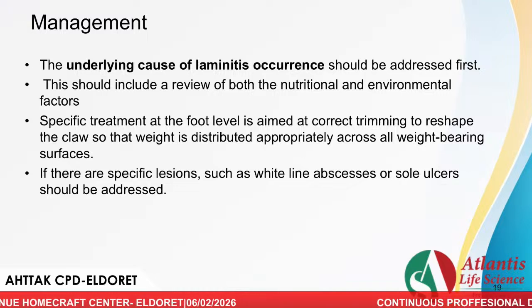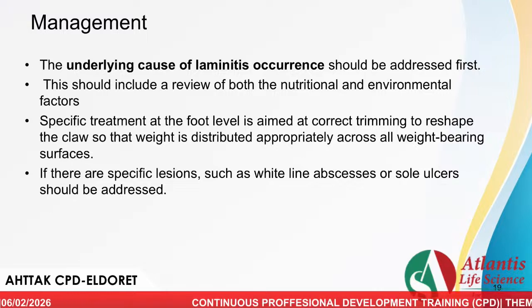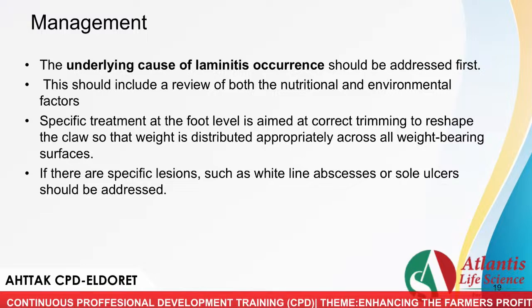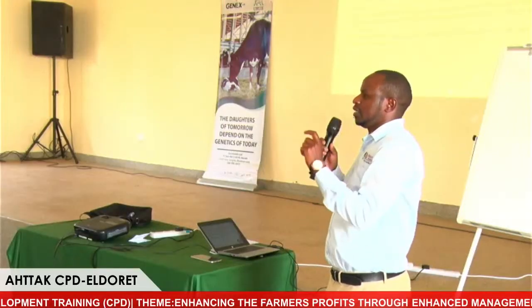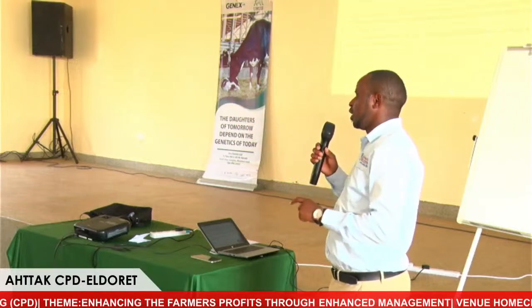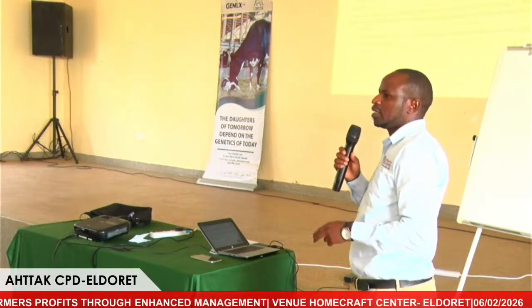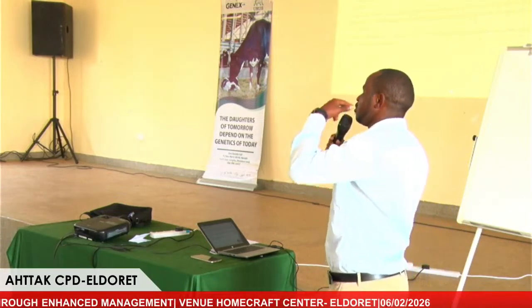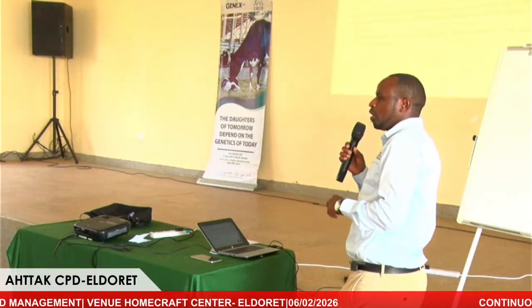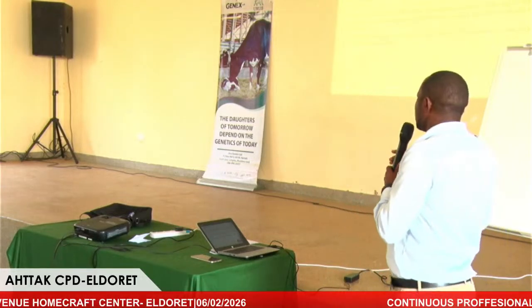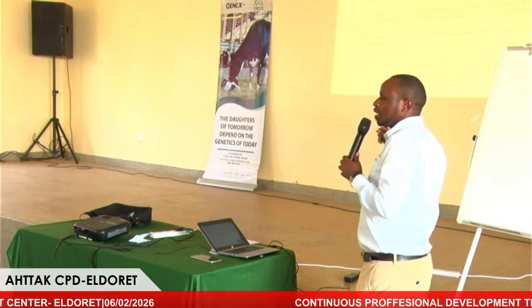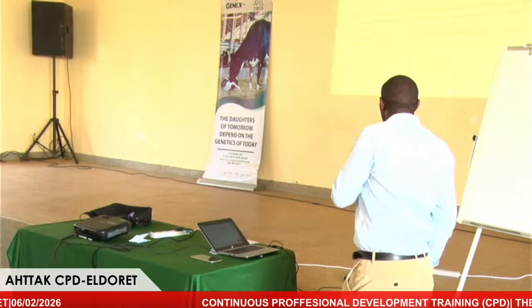And then if there are specific lesions, such as white line ulcer or sole ulcers, they should be addressed. So what we are saying basically is when you have a case of laminitis and you are trying to do an intervention, you first address based on metabolic cause. And then after that, you now come to other cases like sole ulcers. So when you have sole ulcers as a result of laminitis, then you come now with antibiotics because you want to treat the pathogens that are now taking advantage as the secondary infection.